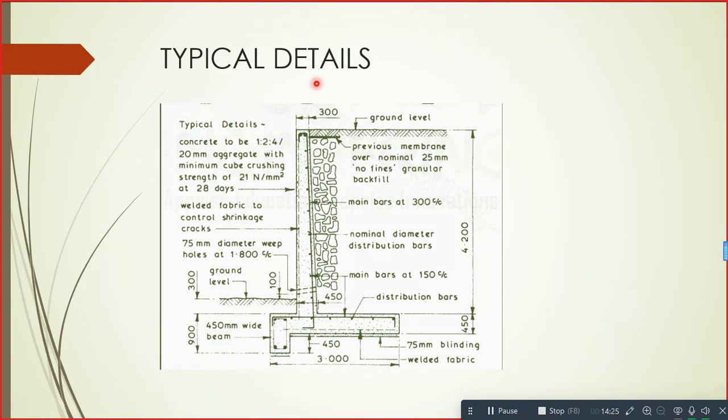As you can see, this one has a height of 4.2 meters. Then down there we have 450 millimeters. Then you have the main bars. We have the pervious membrane over the nominal. We have the main bars. Then we have concrete. We have to say that the concrete ratio in cantilever walls should be 1:2:4 of 20 millimeter aggregate.